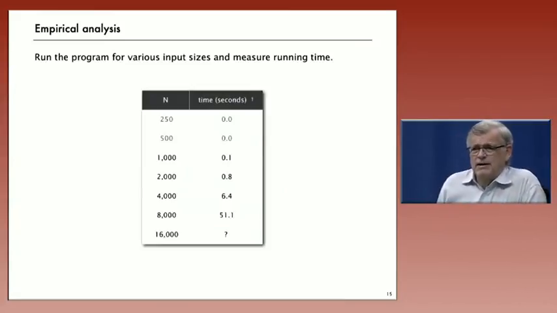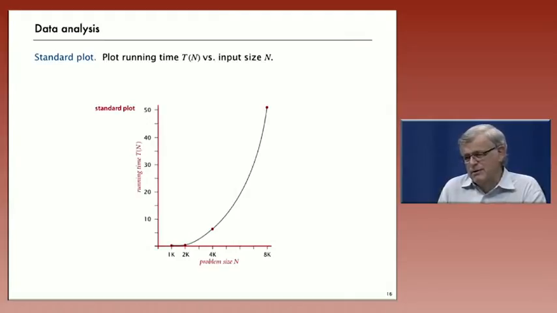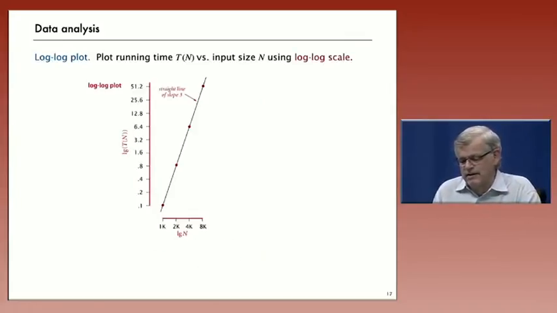Okay, so that's empirical analysis. Run it for various input sizes and measure the running time. Now, if this were some scientific problem where we were counting something that happened in the natural world, the number of ants on an anthill or whatever, then we'd have only a few data points, and we would try to understand what's going on by doing a plot of our running time, the quantity we're interested in on the y-axis, and the problem size on the x-axis. We get a curve like this.